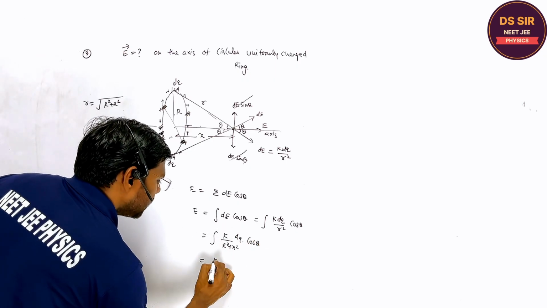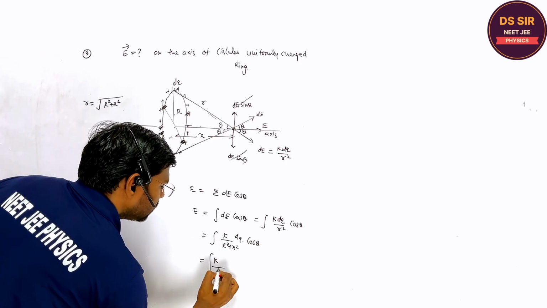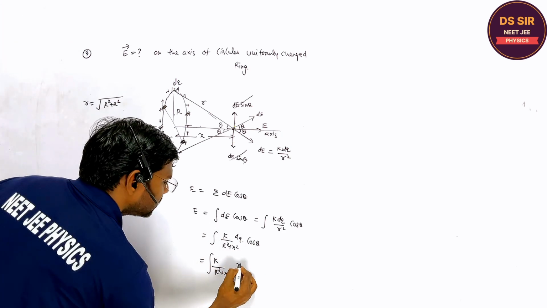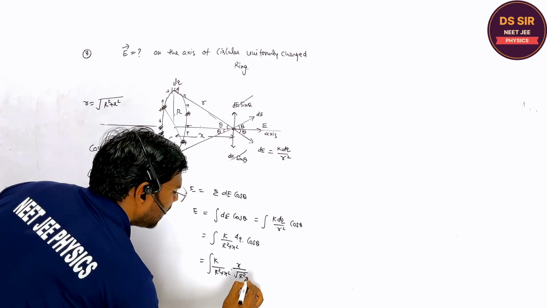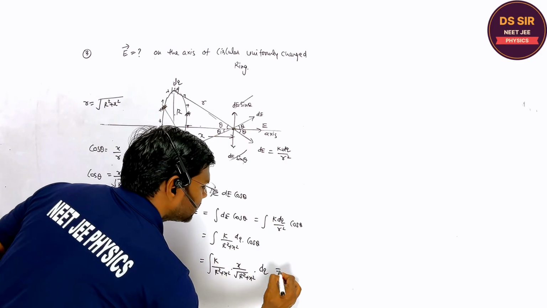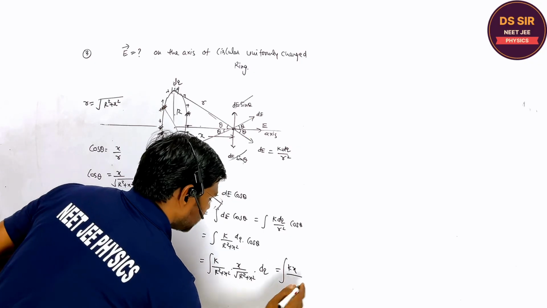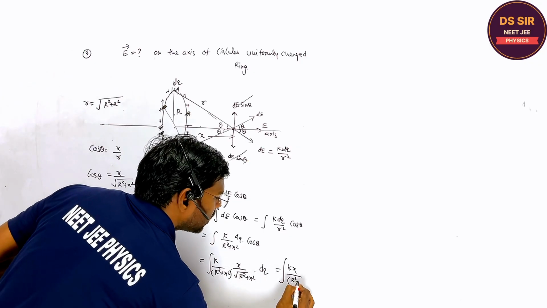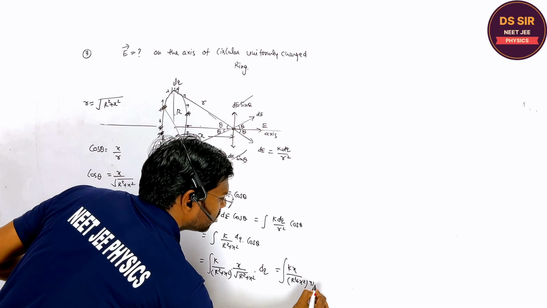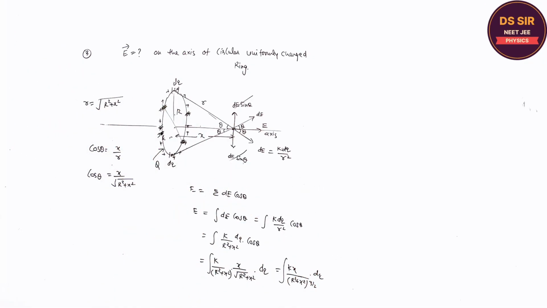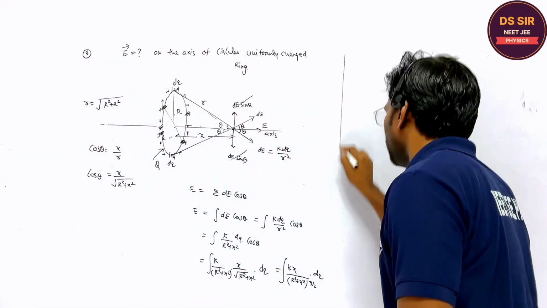So this is k upon R square plus x square, and the cos theta value I am writing as x upon root over R square plus x square, into dq. So you will write this as kx in the numerator, and in the denominator R square plus x square raised to the power 3/2, into dq. Copy this first. Now you have to integrate.